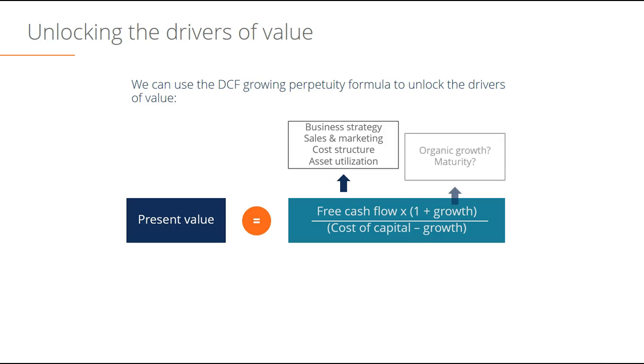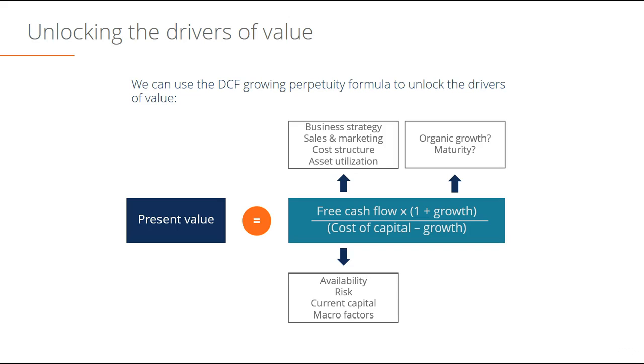On the next part of the numerator, we have the growth rate. What is the organic, sustainable growth rate of this business? When will it reach maturity, or has it already reached maturity? To the extent the business can increase this perpetual growth rate, it creates value for the company and increases its present value.